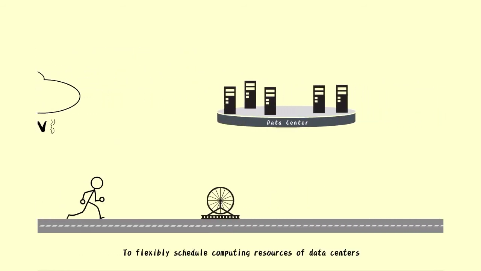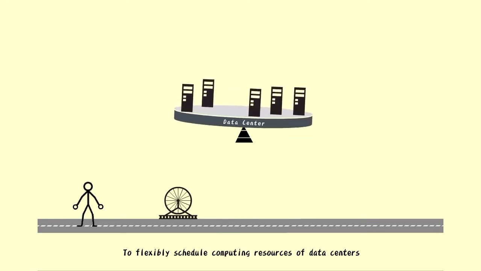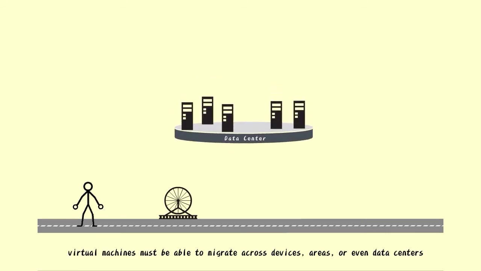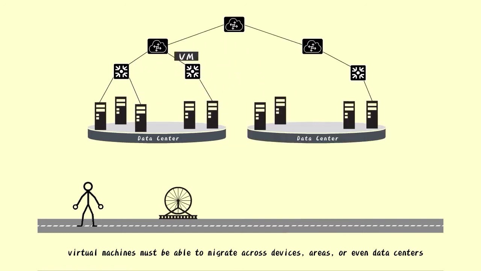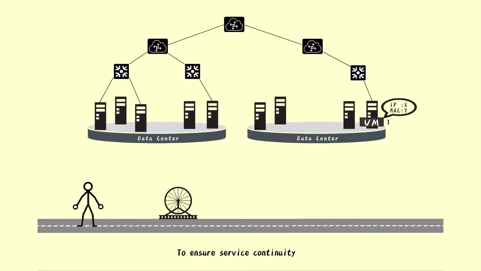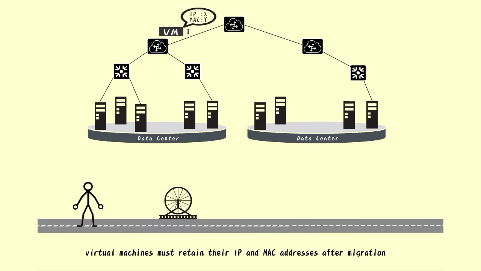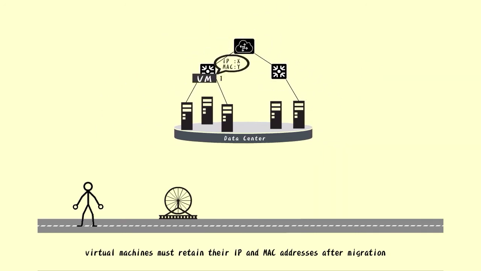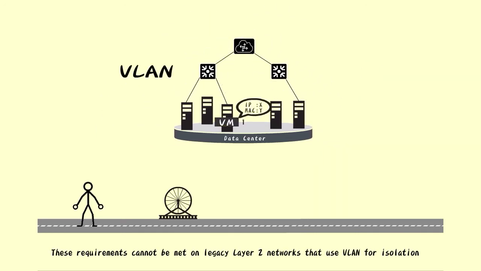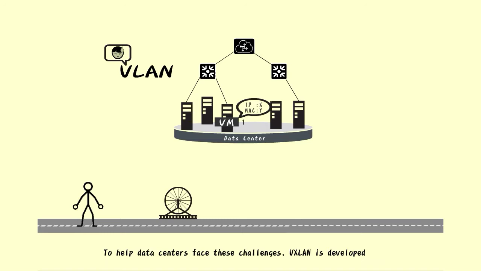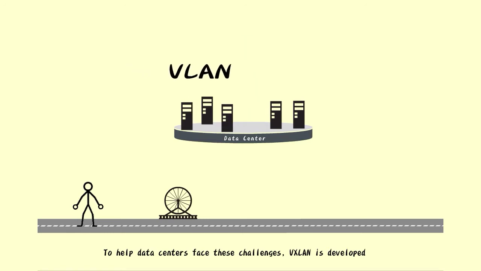To flexibly schedule computing resources of data centers, virtual machines must be able to migrate across devices, areas, or even data centers. To ensure service continuity, virtual machines must retain their IP and MAC addresses after migration. These requirements cannot be met on legacy Layer 2 networks that use VLAN for isolation. To help data centers face these challenges, VXLAN is developed.